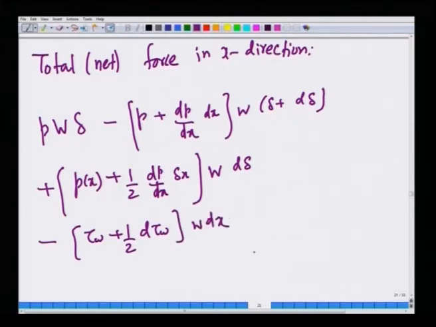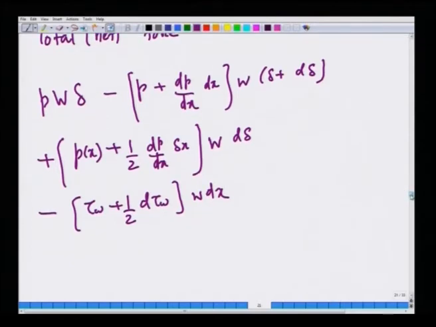This is the total net force. Now, let us cancel out stuff. We first have to expand this, but we can cancel out just by inspection also. This P w delta will cancel this P w delta. So, P w delta is gone, but there is also another term.